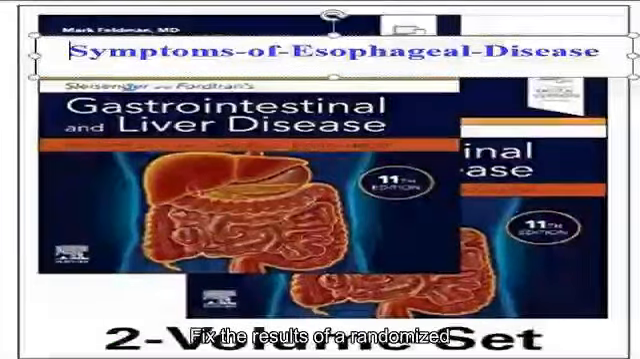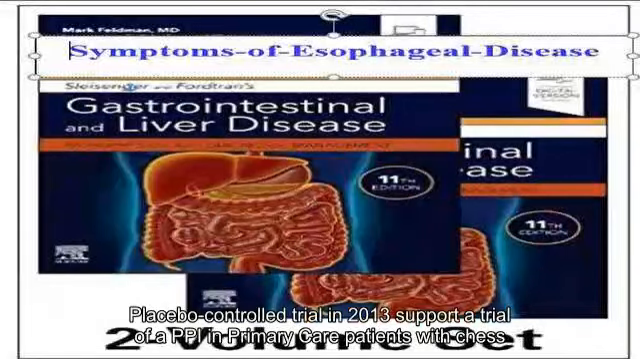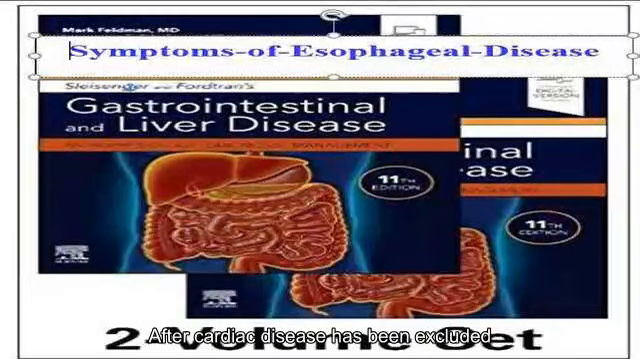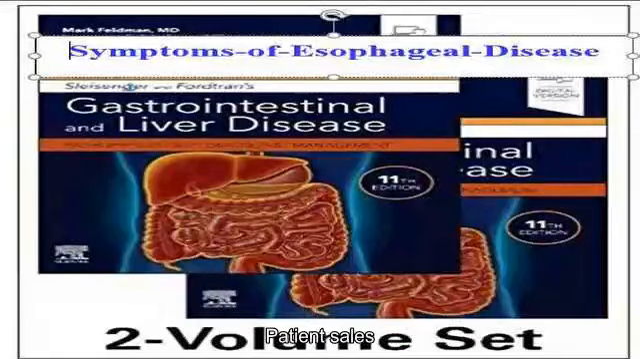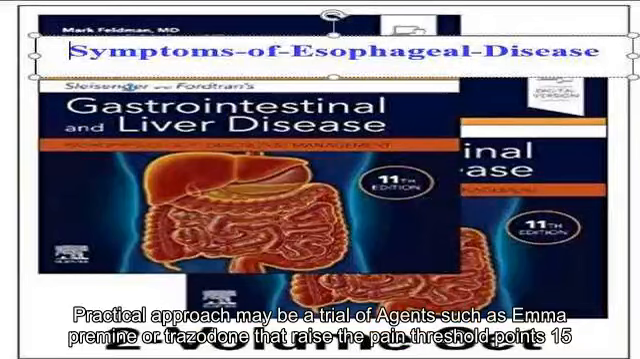The results of a randomized placebo-controlled trial in 2013 support a trial of a PPI in primary care patients with chest pain, after cardiac disease has been excluded. Chest pain may respond to gastric acid inhibition even if a coexisting motility disturbance is present. If a patient fails this trial, the next practical approach may be a trial of agents such as imipramine or trazodone that raise the pain threshold.